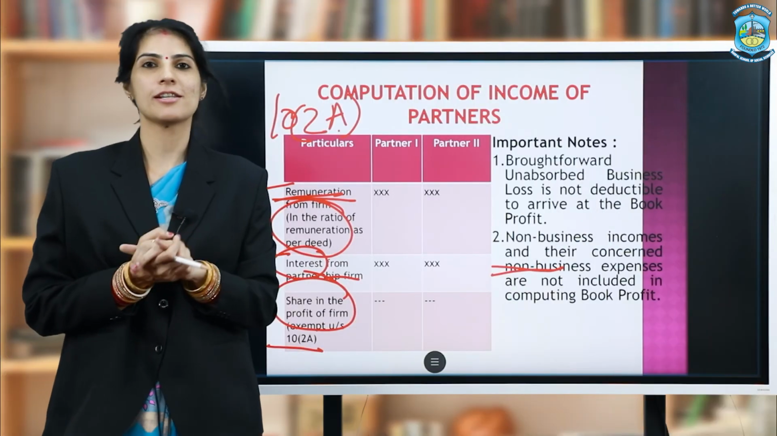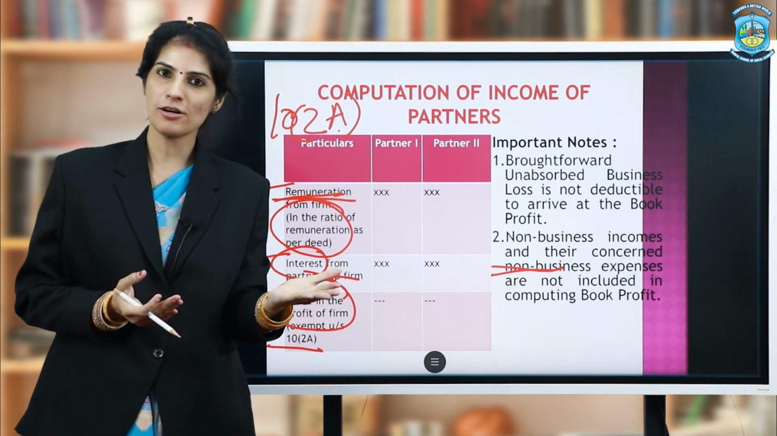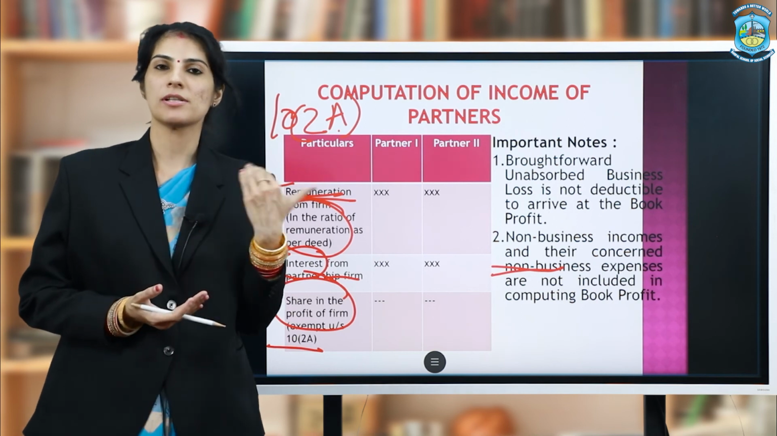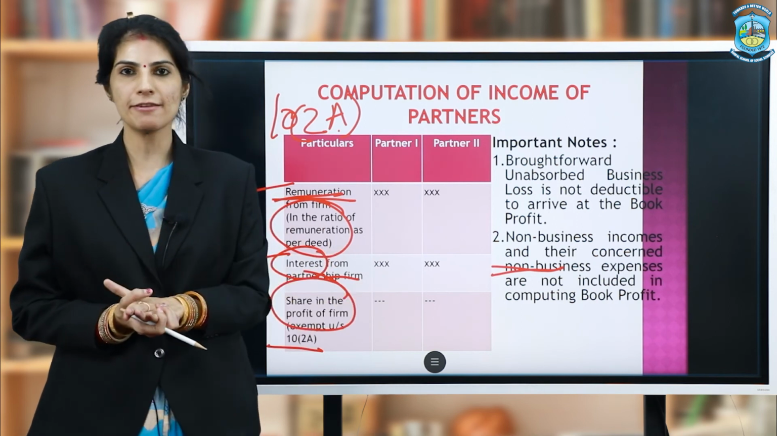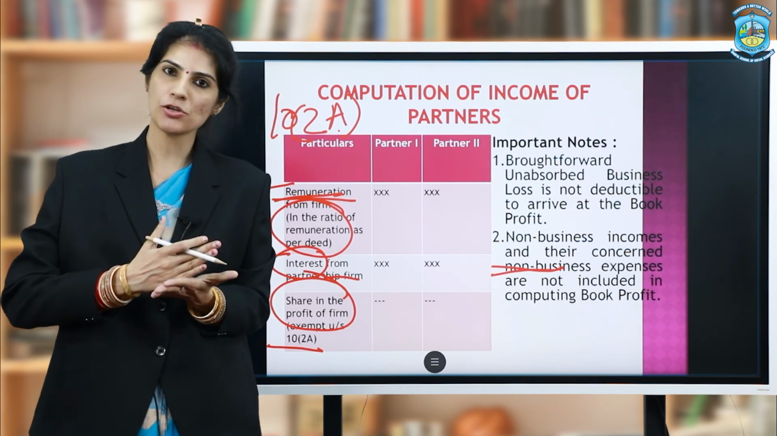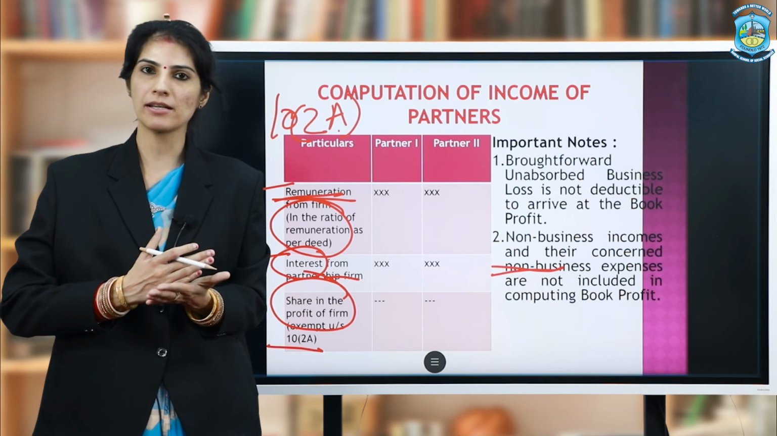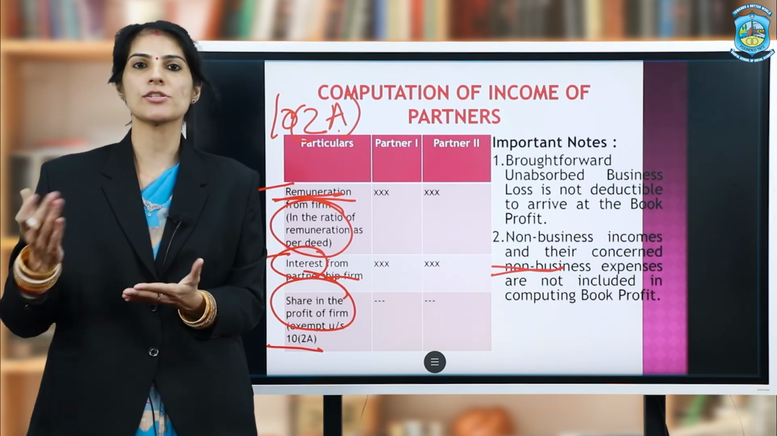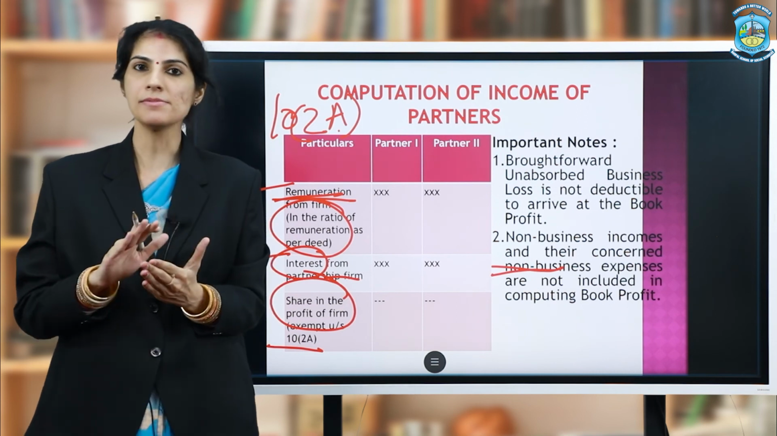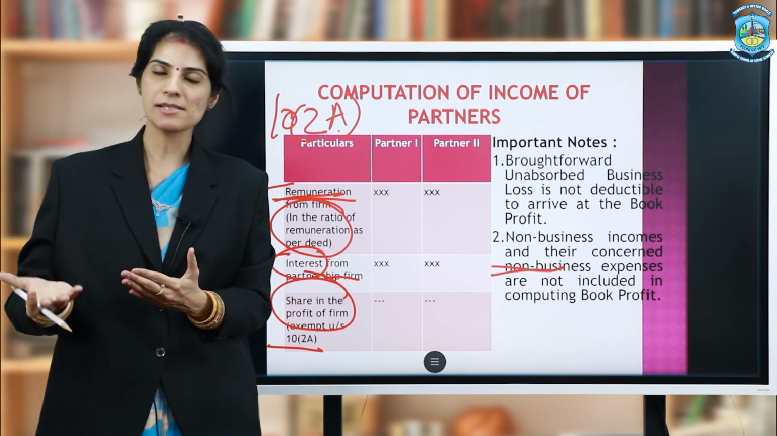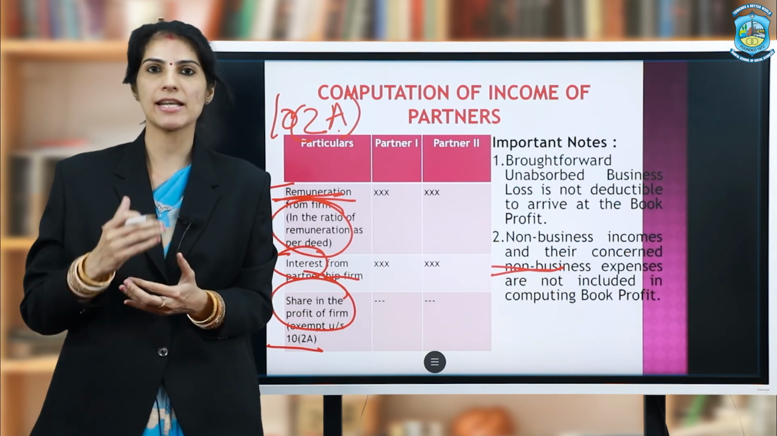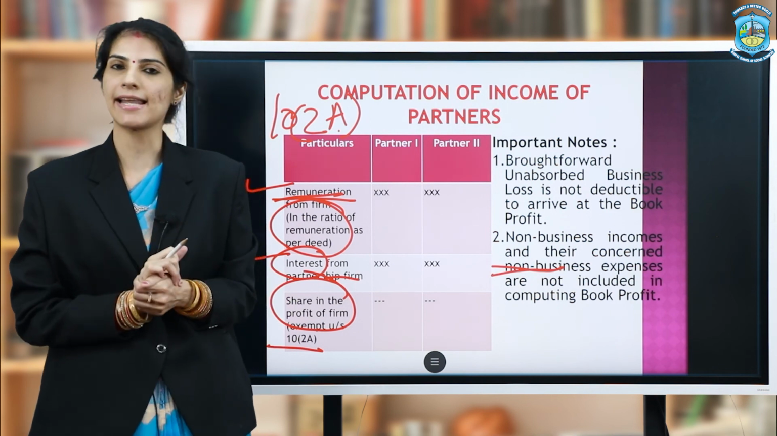Now, once you know the difference between partnership firm, limited as well as unlimited liability, you know the meaning, you know the sections 184 and 185 and all the three formats of computation of book profit, computation of total income and tax liability of a partnership firm, and ultimately computation of the total income of partners, the theoretical concept becomes clear. Now, in our next meet, we are going to discuss the practical problems that are related with the computation of book profit and tax liability of the partnership firm.